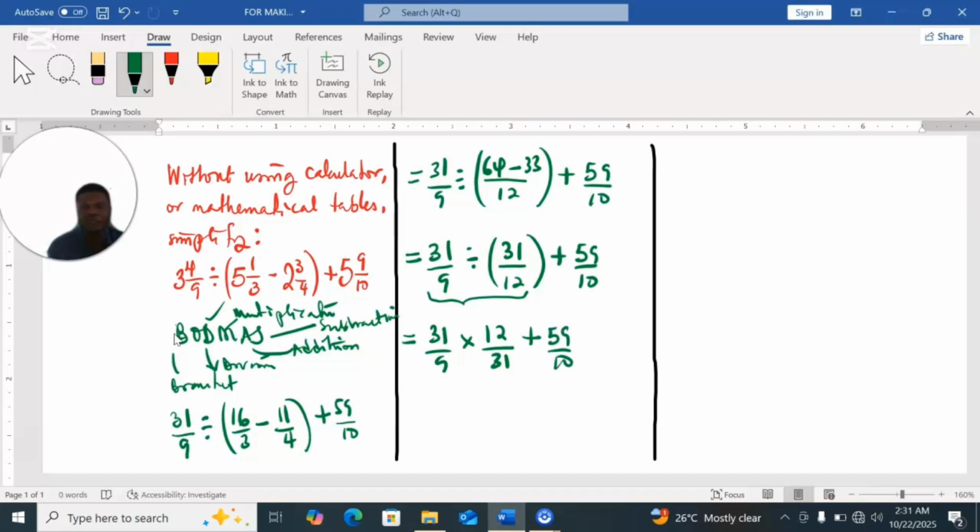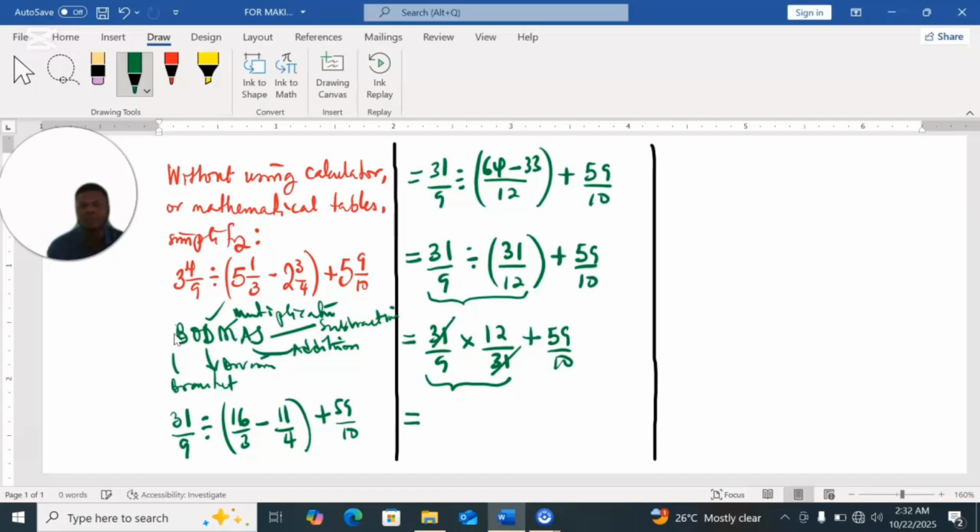Now, I'm not going to add this to this. If you do that, you'll be wrong. So rather, what I'm going to do will be to attack multiplication first. Multiplication comes before addition.